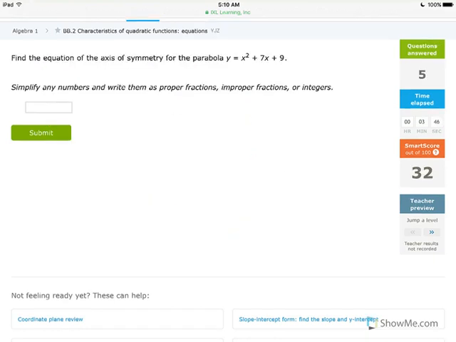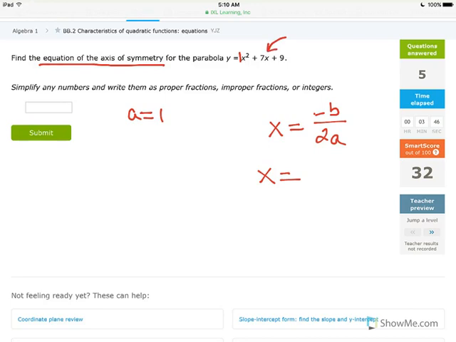And here's another problem. Find the equation of the axis of symmetry. So we know the center of the graph, the axis of symmetry, is at negative b, opposite b, over 2a. We want to identify our a, b, and c values. So if there's nothing in front of the variable, we would just say it's 1. So a has to be 1 in this case. The b would have to be 7. And the c would have to be 9.